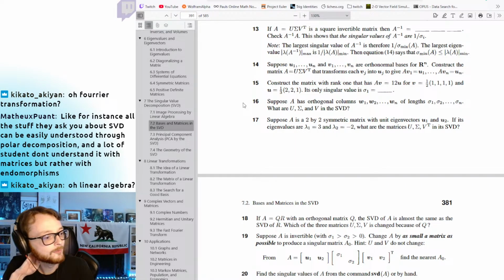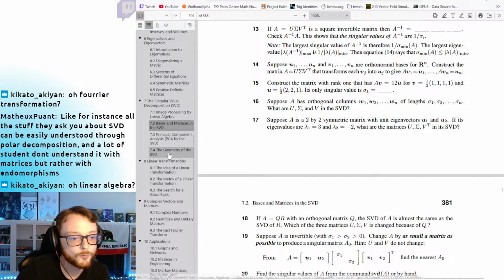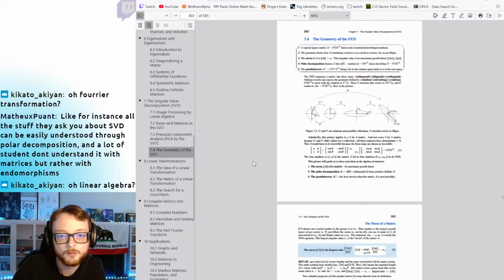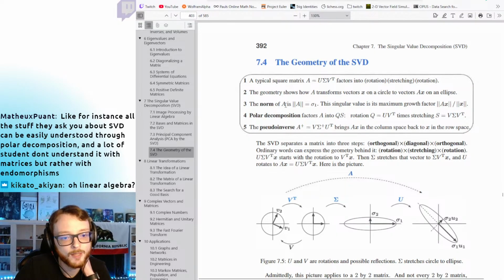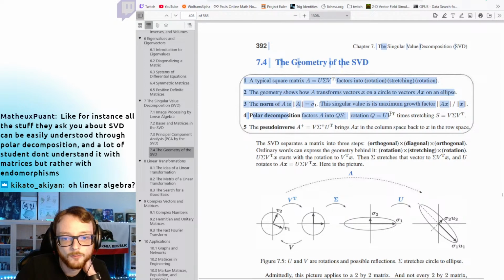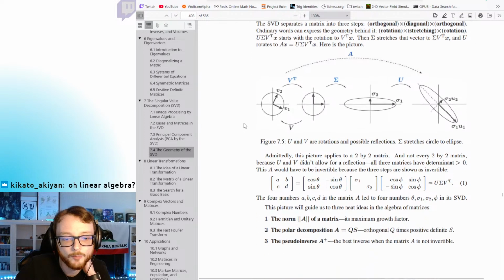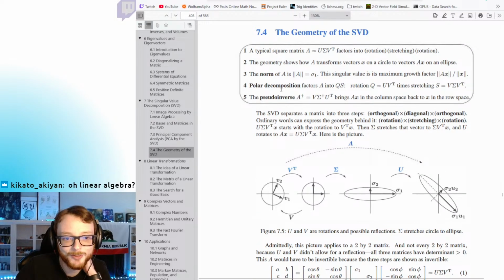Nice, nice. Thank you. For instance, all the stuff they ask about SVD can easily be understood through polar decomposition. A lot of students don't understand it with matrices, but rather endomorphisms. Really? I wonder, do they? Maybe it'd be in the geometry part. Oh yeah, I guess this is where they talk about it. In the lectures that Strang gives in the MIT Open Courseware stuff, he does not touch on this, so I don't know anything about polar decomposition. We could read about it now, I guess, a little bit. I don't know if I'll be able to. I usually like trying to learn things on stream though.